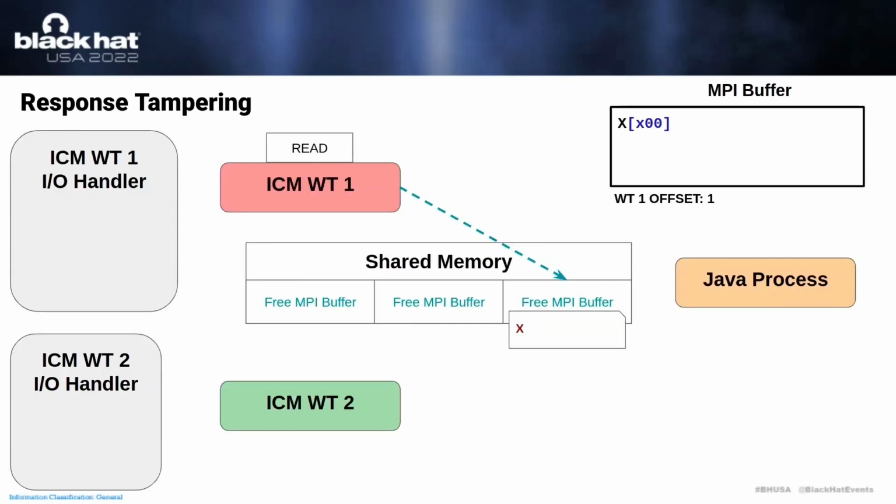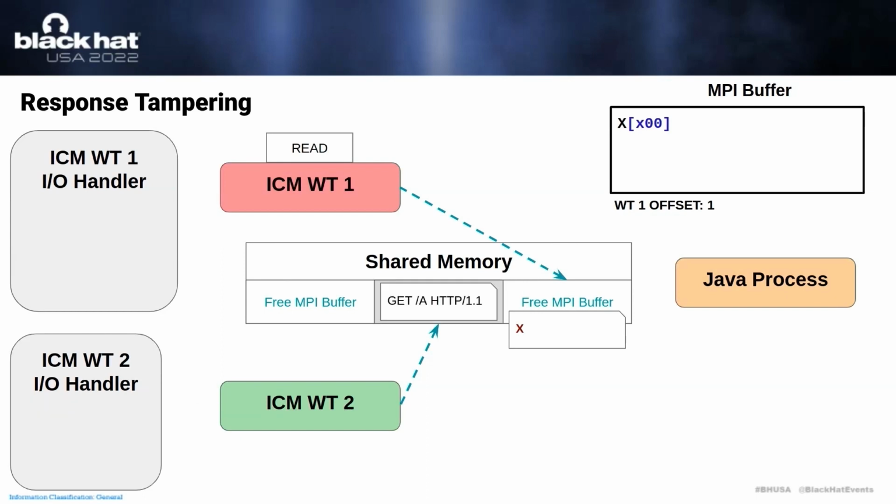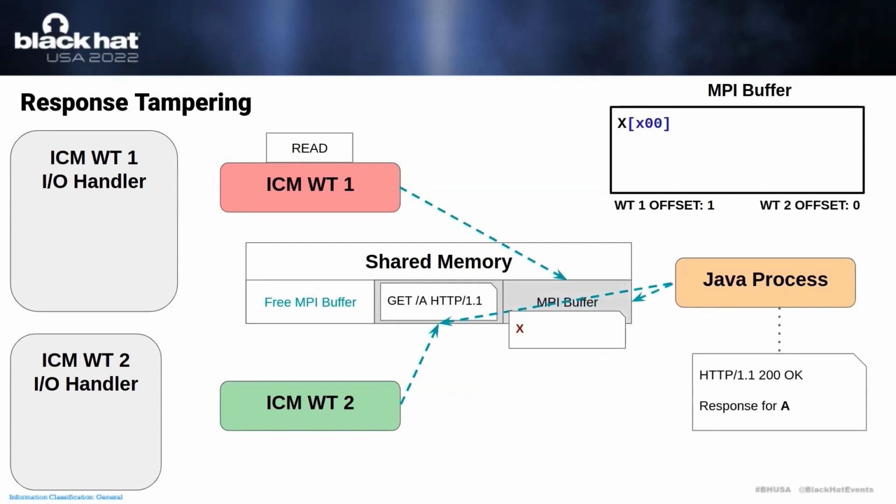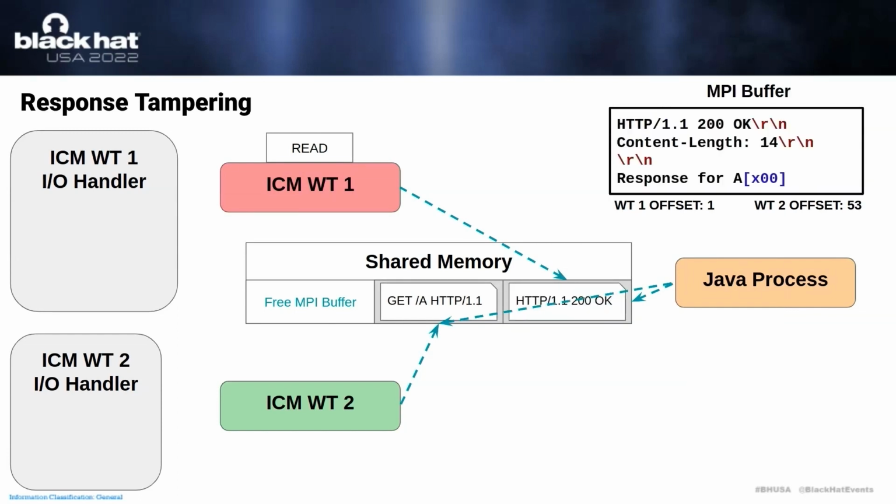So again, let's say we already have an MPI buffer hijacked, and a request arrives from the victim. In this case, let's say the victim does not reserve the same MPI buffer but another one. This is just a timing scenario, depending on when we send one request and the other. In some cases one buffer will be used, and in some cases another. So another MPI buffer will be used for the request. It will be sent to the Java process, and the Java process will generate a response that will be placed, in this case, in the MPI buffer we have hijacked. So now the response will be placed there.